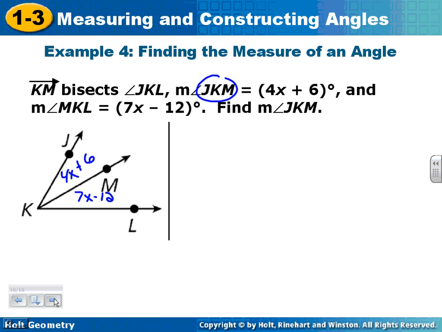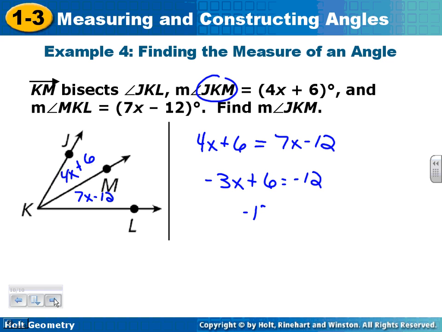And to solve that, my equation would just be 4x plus 6 equals 7x minus 12. Let's subtract 7x. That gives me negative 3x plus 6 equals negative 12. Again, I subtracted the 7x. Now solve that algebraically. Subtract 6 to get negative 18. Sorry, making some mistakes here. It's supposed to be negative 3x is negative 18.